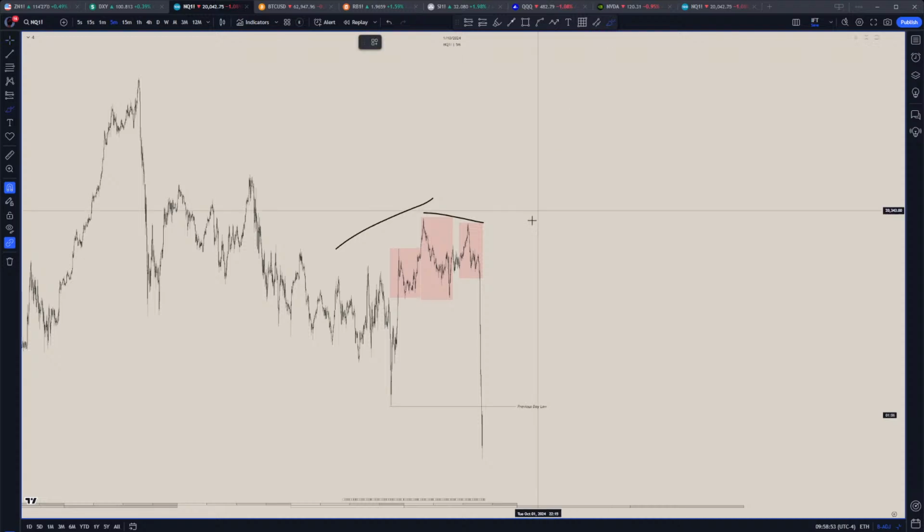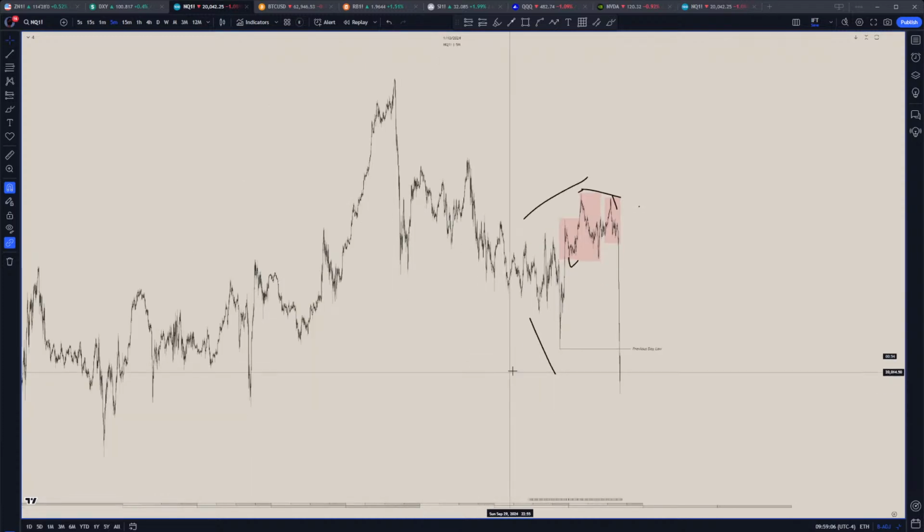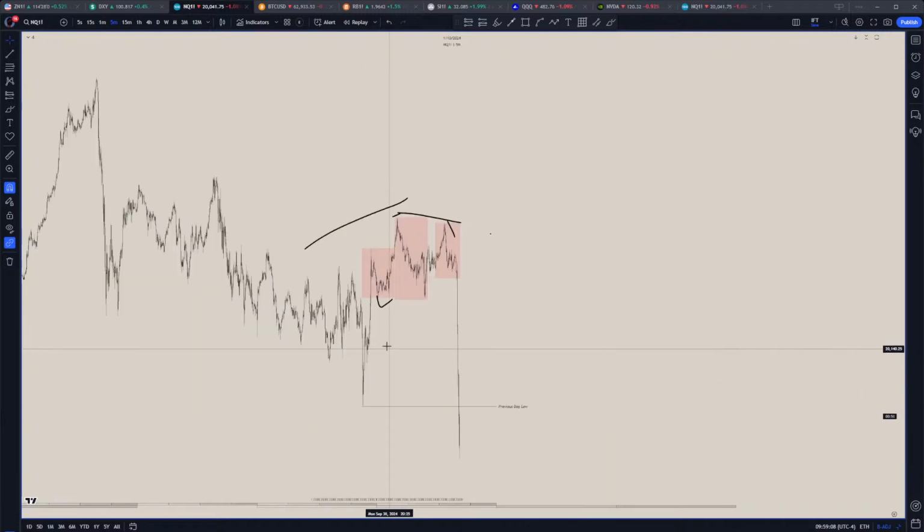What is this all confirmed by? SMT. There's even another SMT right there. There's an SMT up here. There's an SMT down here. There's an SMT over here. Actually, was there an SMT? No, there was no SMT over here, right?